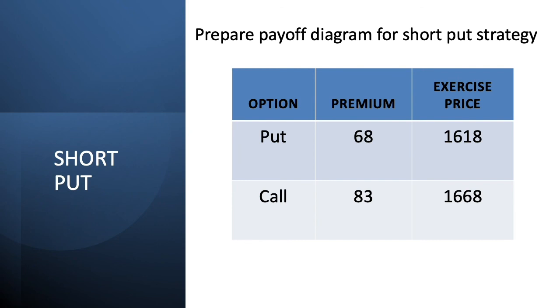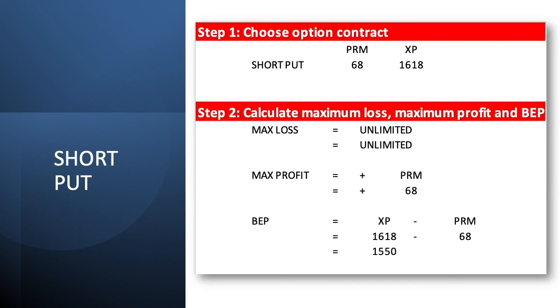Next, prepare payoff diagram for short put strategy. So you have information from the market, put option premium 68, exercise price 1618. So to draw the payoff diagram for short put, step number 1, you need to choose your option contract. So you choose put option with premium 68, exercise price 1618. So step number 2, you need to calculate maximum loss, maximum profit, and break-even price. Maximum loss is unlimited. Maximum profit is positive premium, so positive 68.